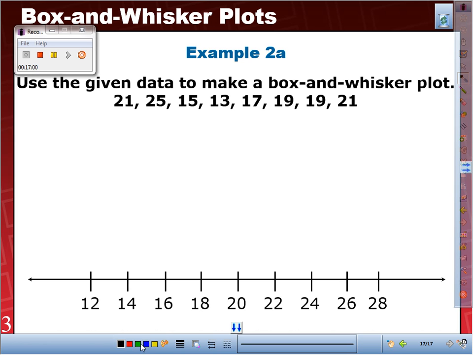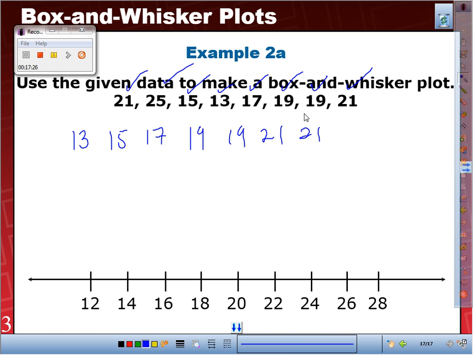First things first, let's organize this from lowest to greatest. So the lowest is what? 13. So we got this one. Next one is 15. Next one is 17. 19. The other 19. 21. 21. 25.